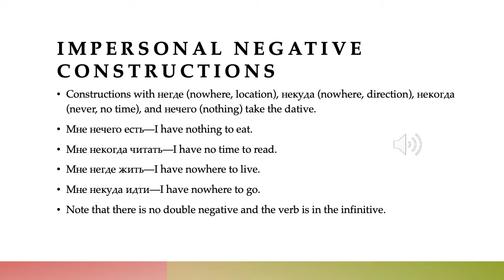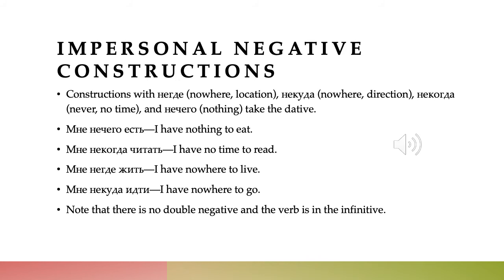Let's look at some examples. Мне нечего есть. I have nothing to eat. But we don't say it literally. We say мне нечего есть. Мне некогда читать. I have no time to read. Мне негде жить. I have nowhere to live. Мне некуда идти. I have nowhere to go.